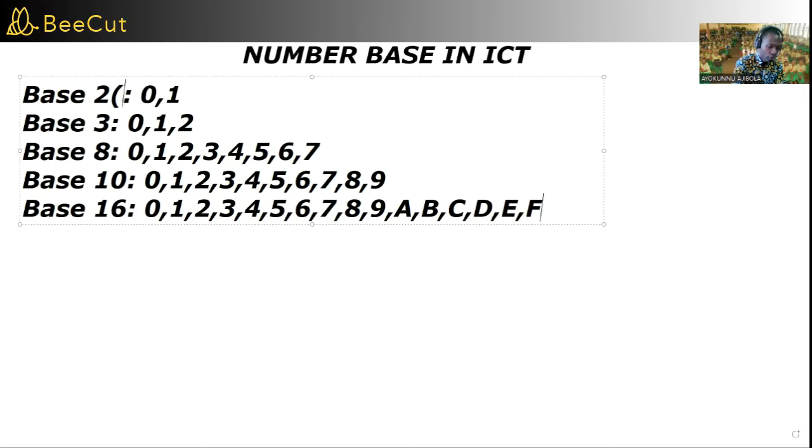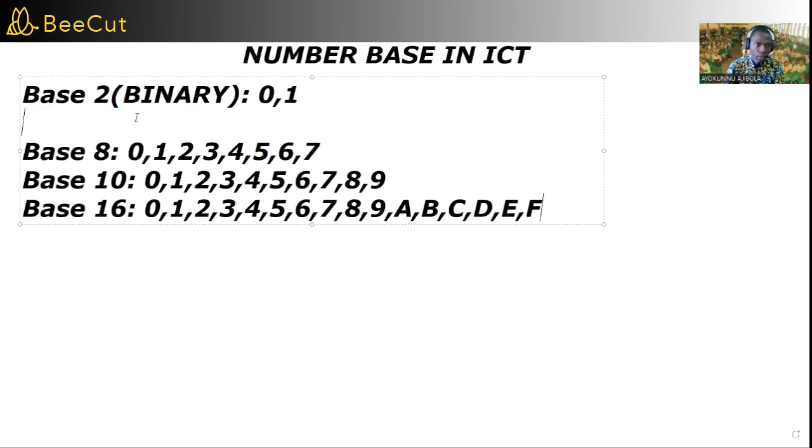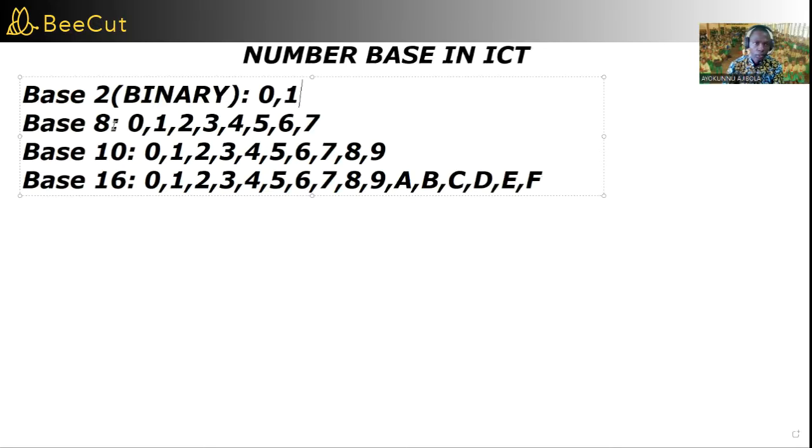Another name for base 2 is binary. Binary numbers. Base 2 means binary. So, like I said, we are not concerned about this order. And base 8, call it octal. Octal number system.